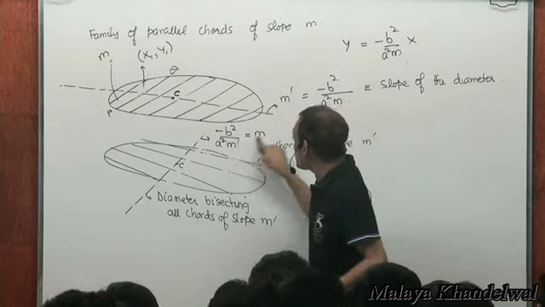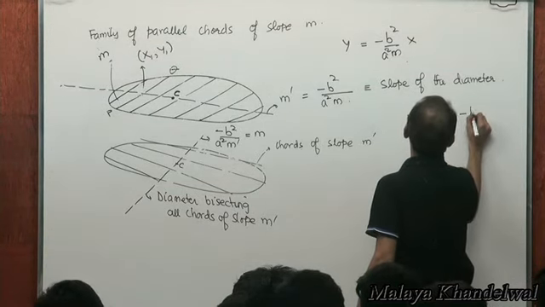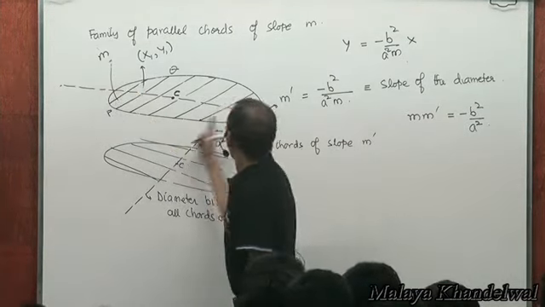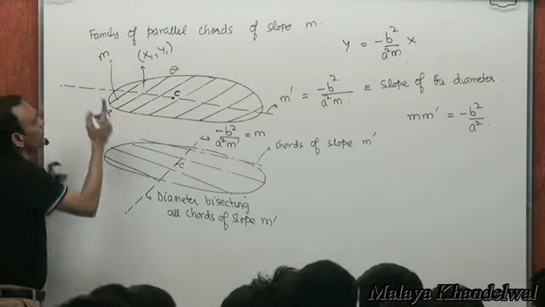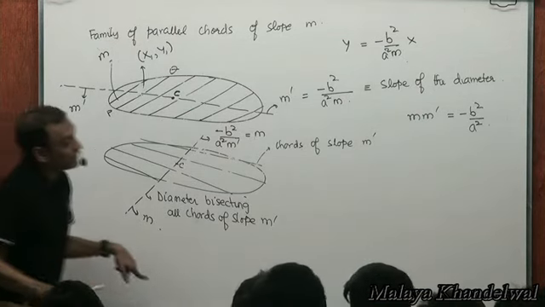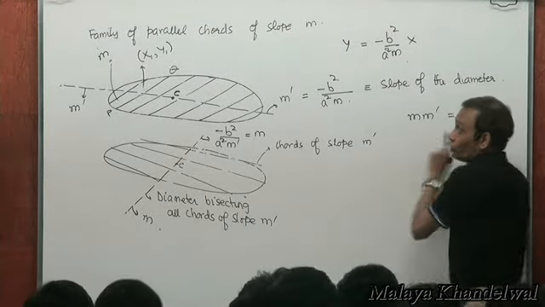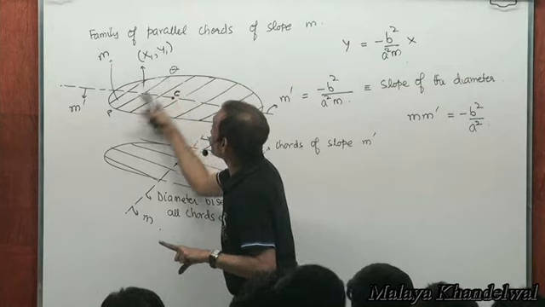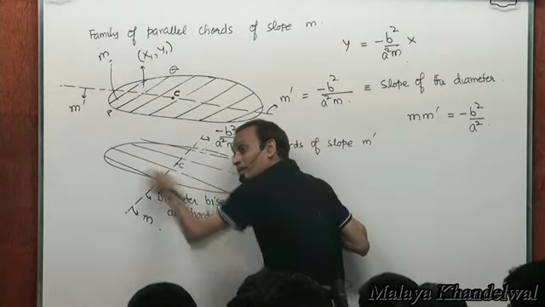Now m and m prime are two special numbers satisfying this condition. What condition? m prime would be minus b squared by a squared m. There is this diameter of slope m prime, and there is this diameter of slope m. And what property do these special diameters enjoy? The product of their slopes is minus b squared by a squared. This diameter of slope m prime bisects all chords of slope m. This diameter of slope m bisects all chords of slope m prime.